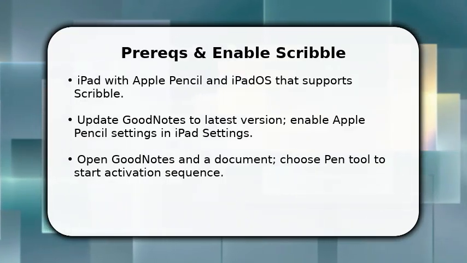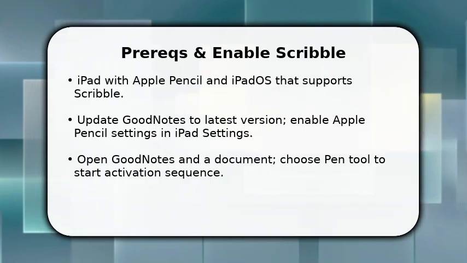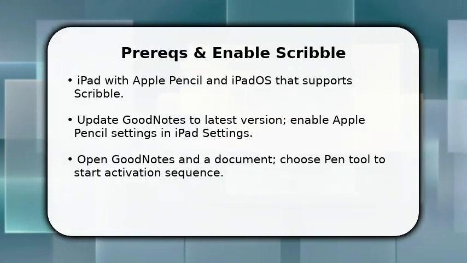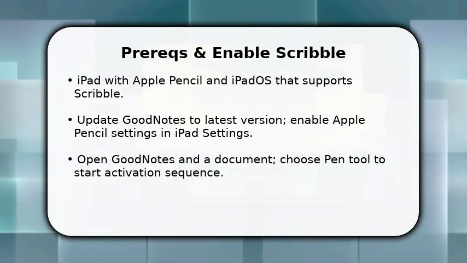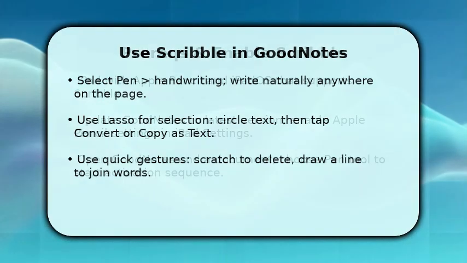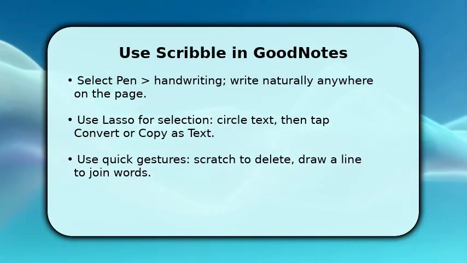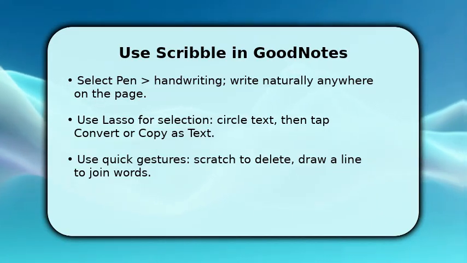This first action sequence activates system-level support and prepares Goodnotes to accept Scribble gestures, so make sure both OS and app are current before moving to conversion steps. Once Scribble is enabled, write directly in Goodnotes with the Apple Pencil. Write naturally and leave slight spacing between words.